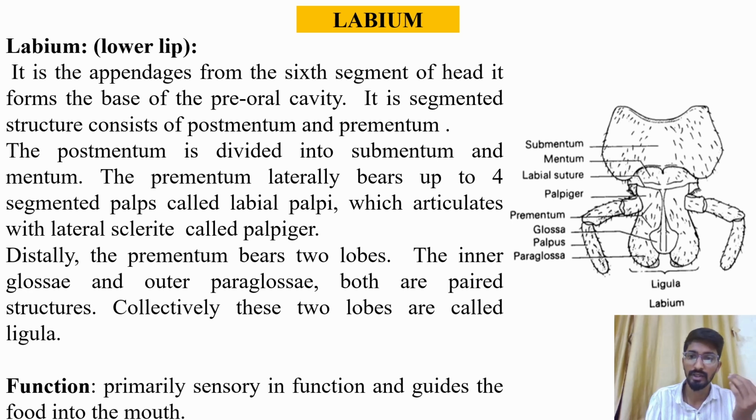In the maxilla you can see palpi, and in the labium you can also see palpi. Distally, this prementum bears two lobes, the inner glossa and outer paraglossa. Both are paired structures. Both the glossa and paraglossa are collectively called the ligula.